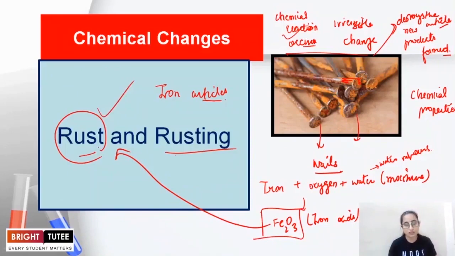And this procedure of development of rust on iron due to the reaction of iron with the oxygen and moisture present in the air is known as rusting. We will be studying this in detail in the third topic, which is totally on rusting, but I just have to tell you that rusting of iron is a chemical change. It involves a chemical reaction. It is irreversible and a new product, that is iron oxide, is formed during this reaction, right? So this is a chemical change.